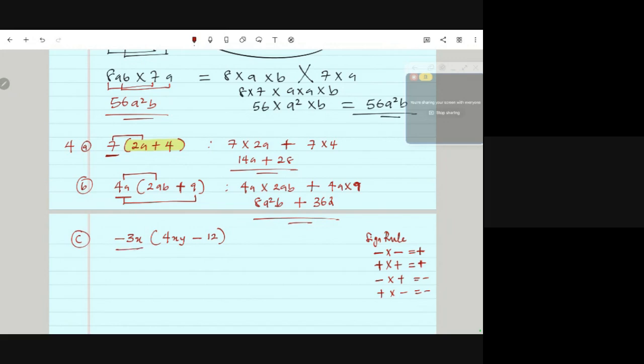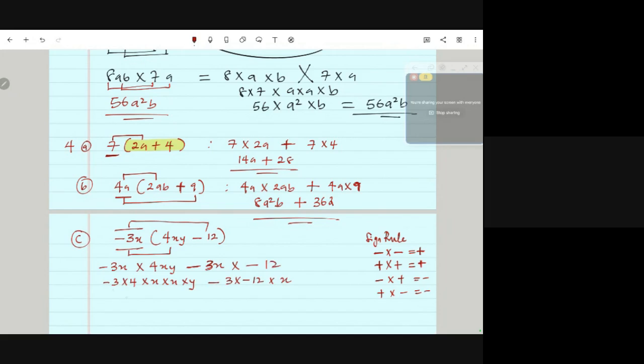So minus 3x would multiply 4xy. So minus 3x times 4xy. Minus 3x again will multiply minus 12. So minus 3x times minus 12. So that's it. So minus 3 times 4, x times x, then y, then minus 3 times minus 12, times x. This minus is just for this 3. So we just have to bring it here.